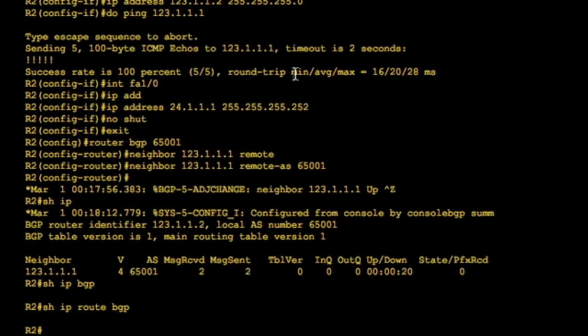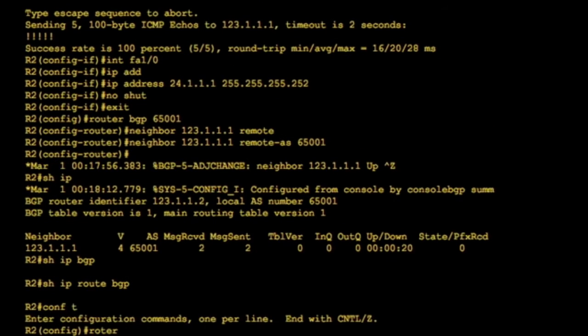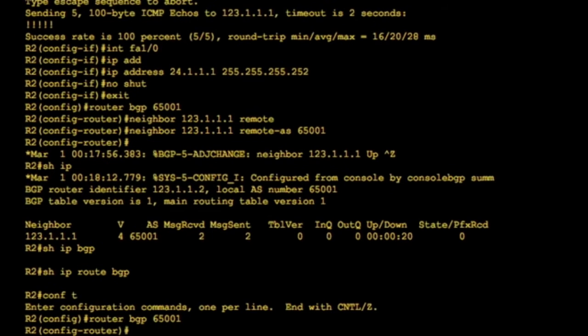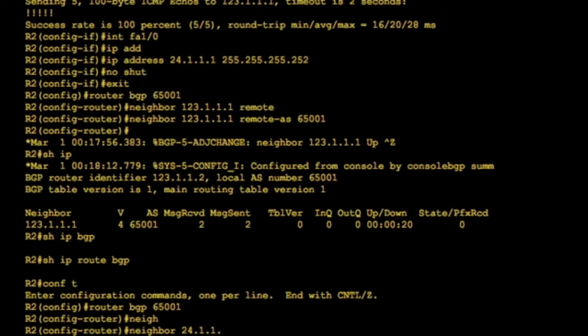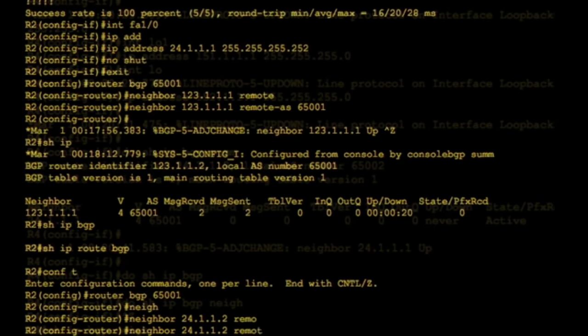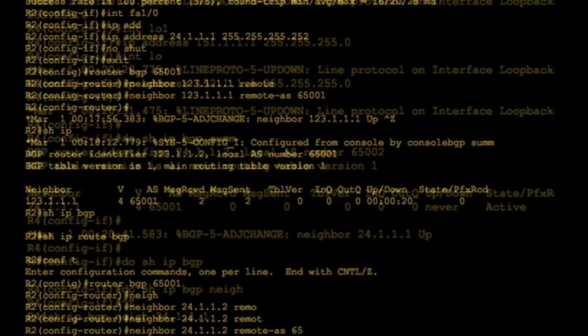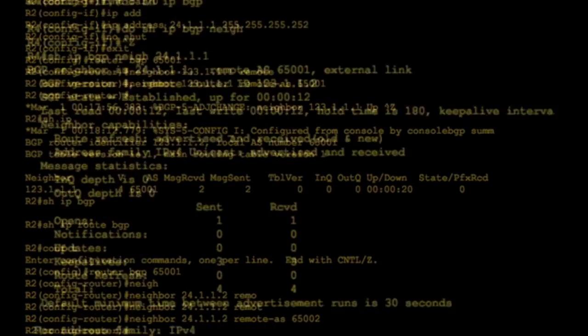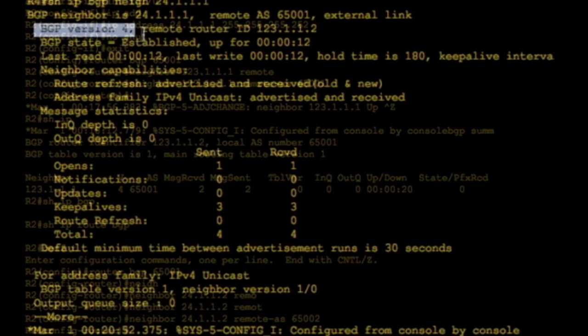And again on R2, router BGP 65001, which was our local AS number, neighbor 24.1.1.2, remote AS 65002. And again, we do the waiting game just to wait for it to become established now.